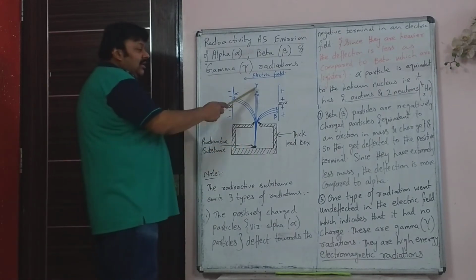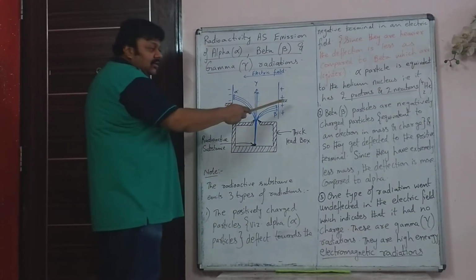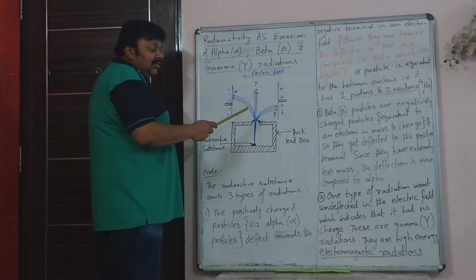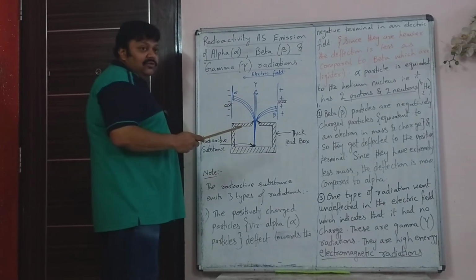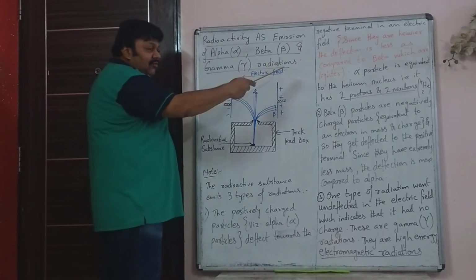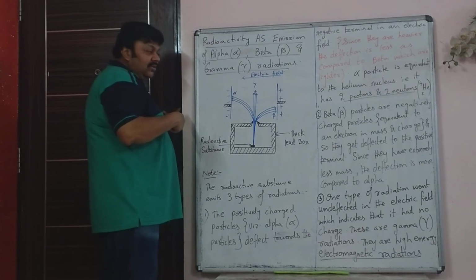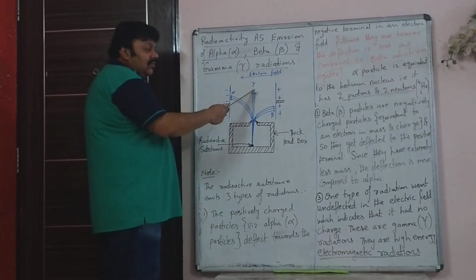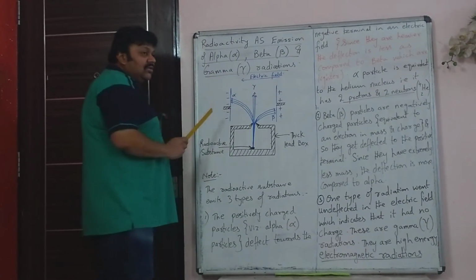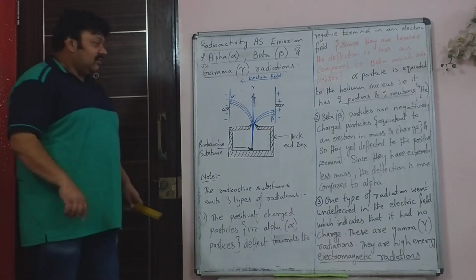One was a radiation that went straight, undeflected. Undeflected means that it has no charge, because if it had a charge it would have moved either to the positive or negative side. This had no charge, so these were called gamma radiations. They went straight without any deflection.